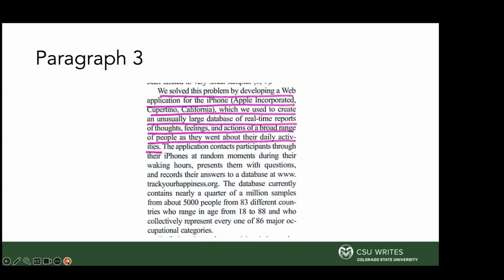They developed a research protocol where they developed an app for iPhones, and they used it to create an unusually large database of real-time reports of thoughts, feelings, and actions of a broad range of people as they went about their daily activities.